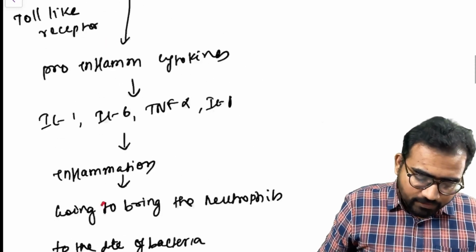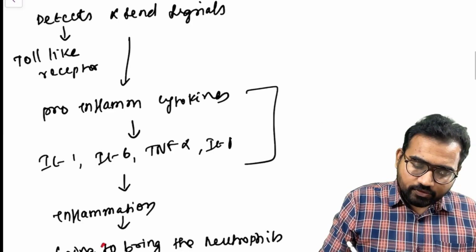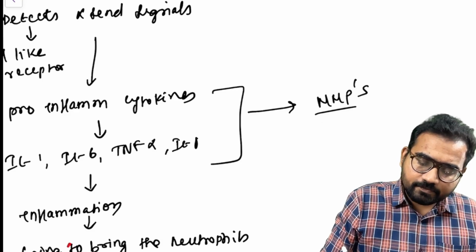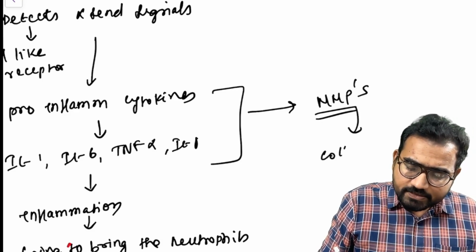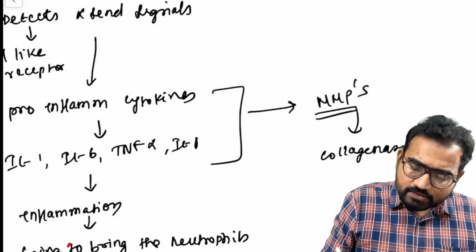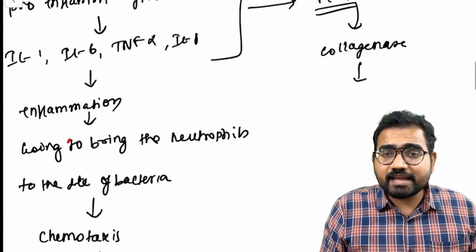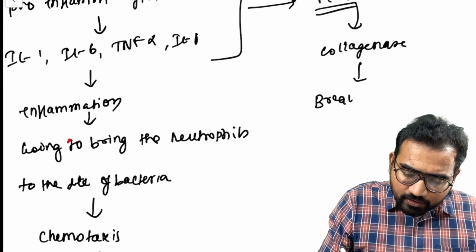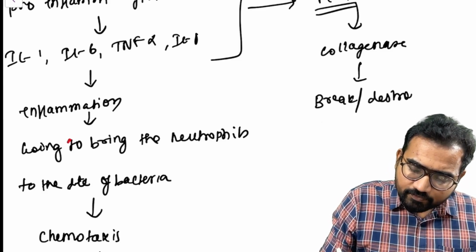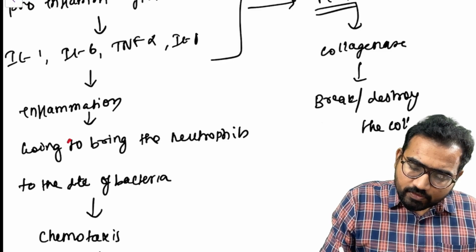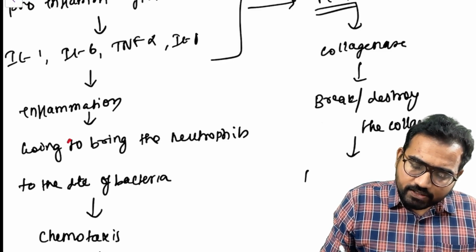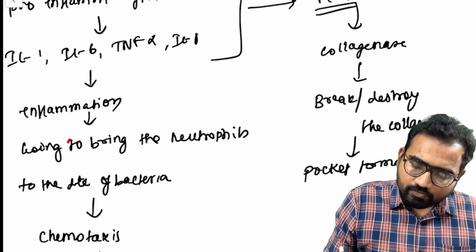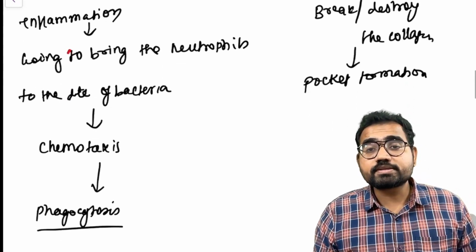It is very simple. These pro-inflammatory cytokines synthesize what are called MMPs. These MMPs produce collagenases. So what do you mean by collagenase? As the name describes, it is going to destroy the collagen, right? It is going to break or destroy the collagen, and that is going to result in pocket formation.